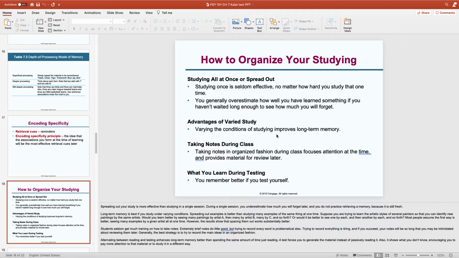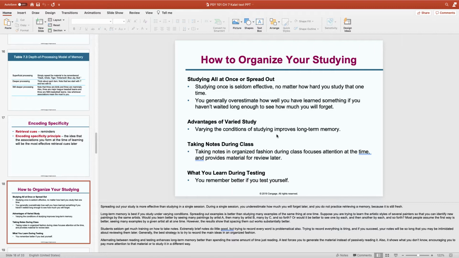Well, studying all at once is actually very ineffective. It's seldom effective, no matter how hard you're studying that one particular time. You generally tend to overestimate how well you've learned something, even if you've spent 5 hours studying the same topic, because you haven't given yourself enough time to see how much you'll forget. Most people who study all at once do it right before they take a test, and they don't give themselves a chance to see if they know it before the test. There's not enough time in between, and you try to do it all at once instead of spreading it out. So it's more effective to spread things out, and research backs this up and has proven it for every kind of learning in subjects like language, math, music, sports. Research has been done on all of it and has shown that studying all at once is seldom effective.